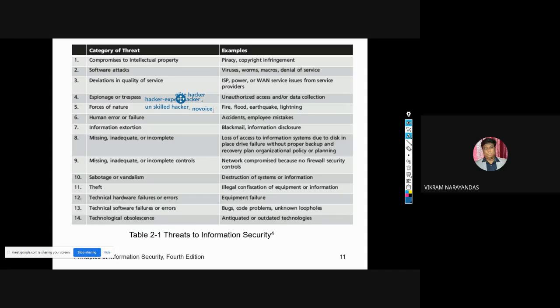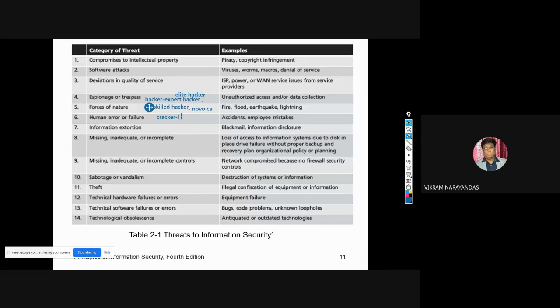There are other terms for system rule breakers, other than the unskilled hacker and expert hacker. One is the cracker. What is a cracker? Anyone? Cracker. Breaking passwords, okay, somewhat correct. A cracker is one who cracks or removes software protection designed to prevent unauthorized duplication.